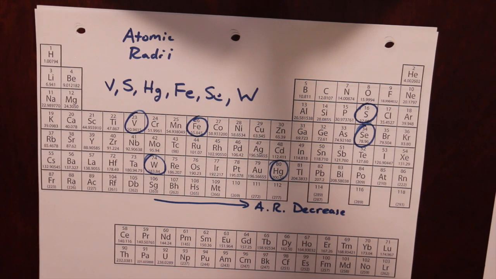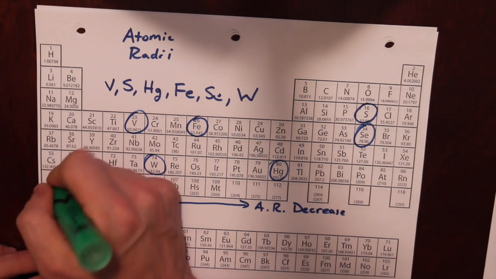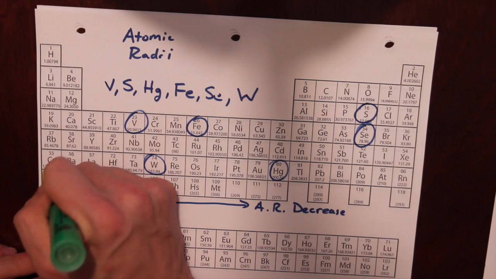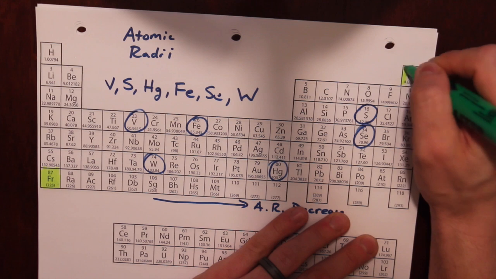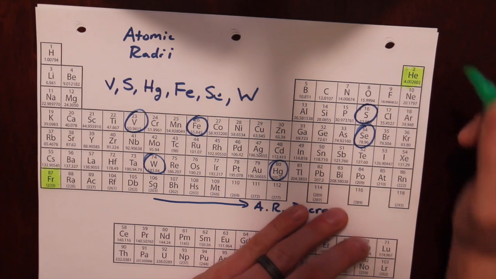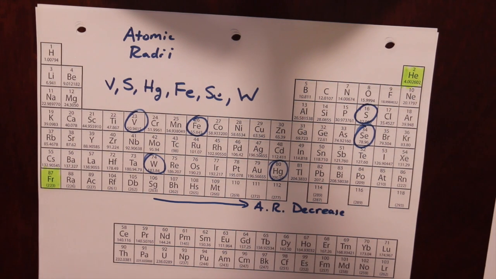Now, if you recall from class, our largest element on the periodic table was francium, bottom left, and our smallest element is going to be helium, top right. So, given that, we're going to start at the bottom left of period 7, and we're just going to go across the periods. This is going to be our biggest, and as we go across, we're going to get smaller and smaller until we reach the end, and then we're going to go to the next period.